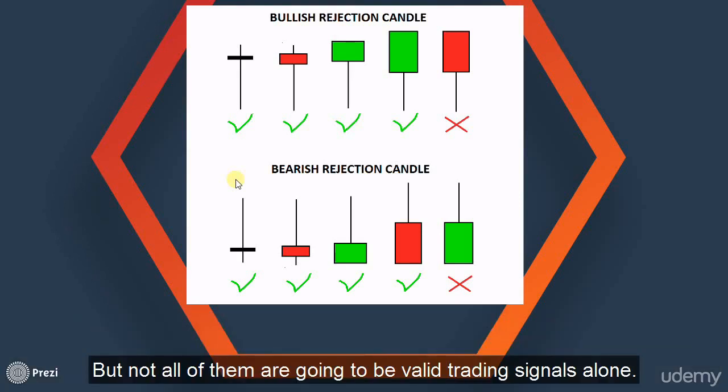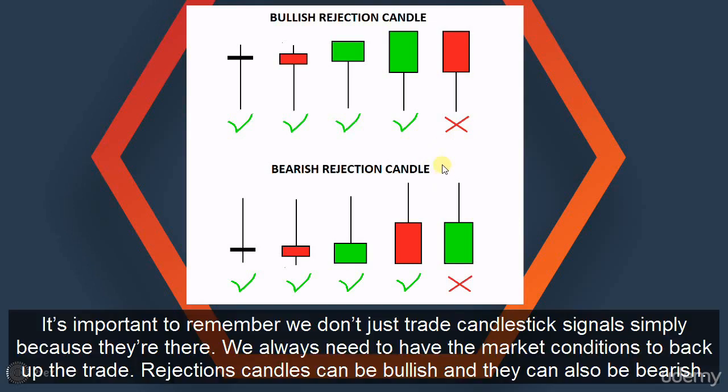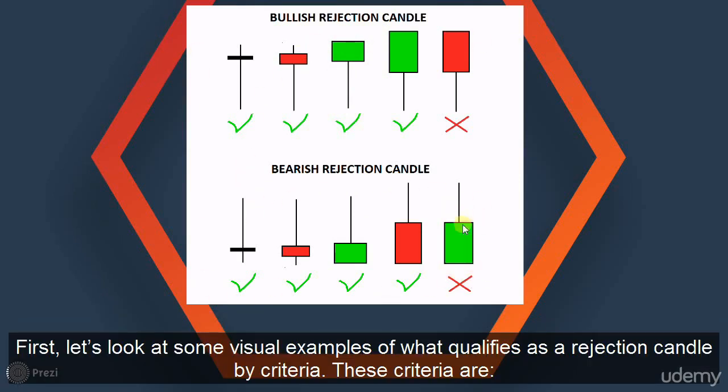But not all of them are going to be valid trading signals alone. It's important to remember we don't just trade candlestick signals simply because they are there. Okay, we always need to have the market conditions to back up the trade. So rejection candles can be bullish and they can also be bearish. First, let's look at some visual examples of what qualifies as a rejection candle by criteria.